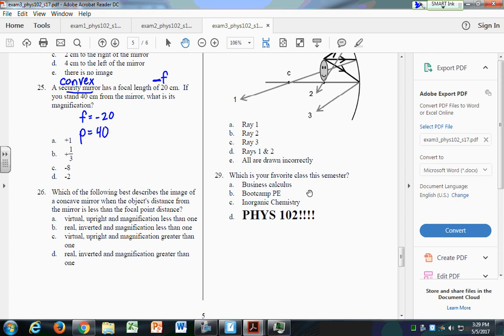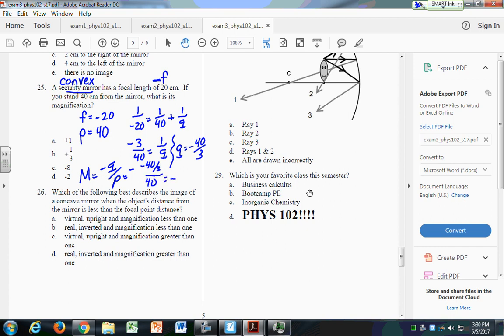So the first thing you need to do is find Q. I know that 1 over F, that's negative 1 over 20, is equal to 1 over 40 plus 1 over Q. So that is negative 3 over 40 equals 1 over Q. So Q is equal to negative 40 over 3. And then I know that my magnification is negative Q divided by P. Is going to be negative 40 over 3 divided by 40, which is positive 1/3.